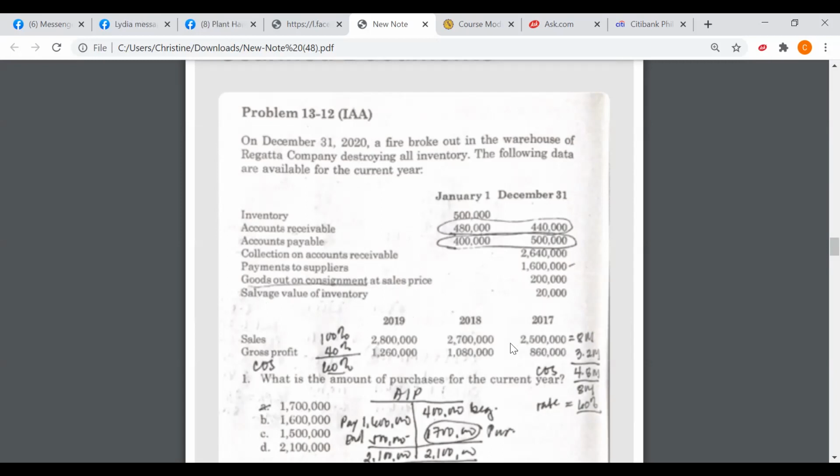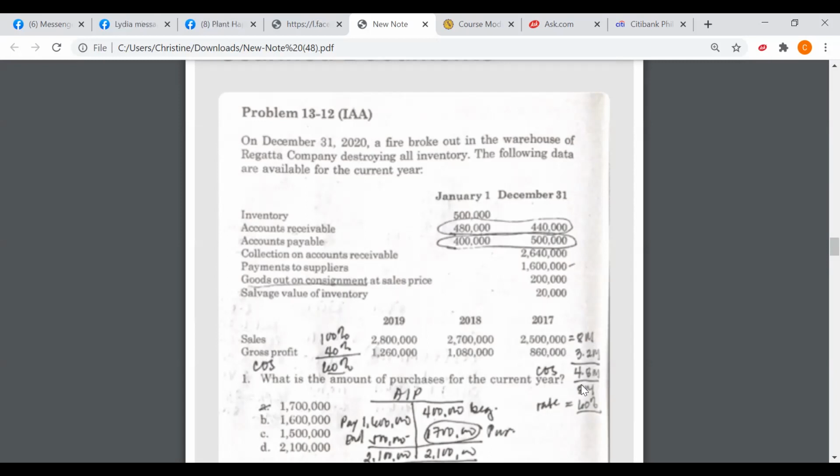We will use the average method. So adding, this time it is the gross profit that is given. In the previous, it was your COS. So this time it's the gross profit. So sales minus gross profit will give you your COS. So total sales, adding the 8 million, your gross profit is 3.2, meaning our COS is 4.8.